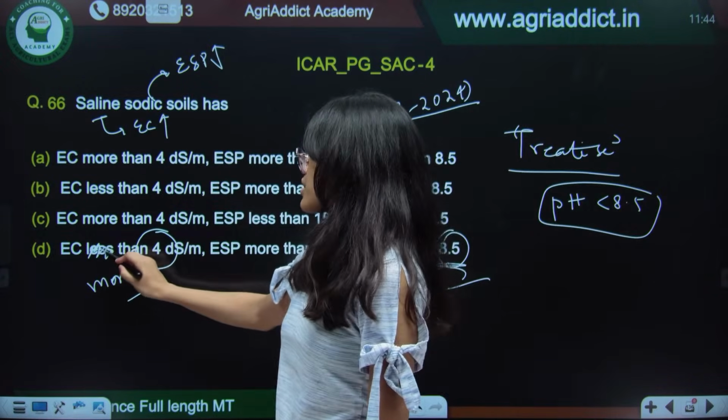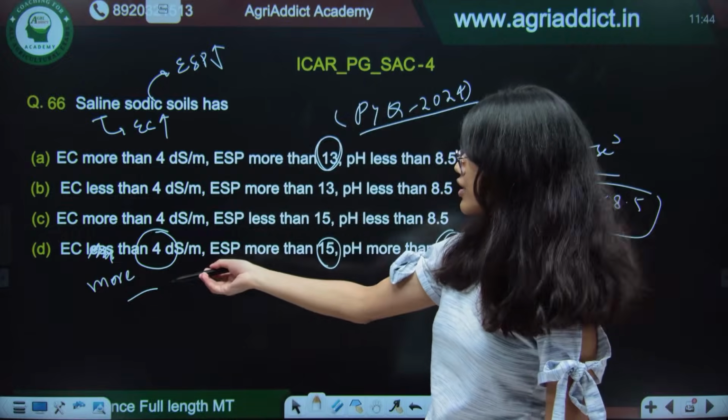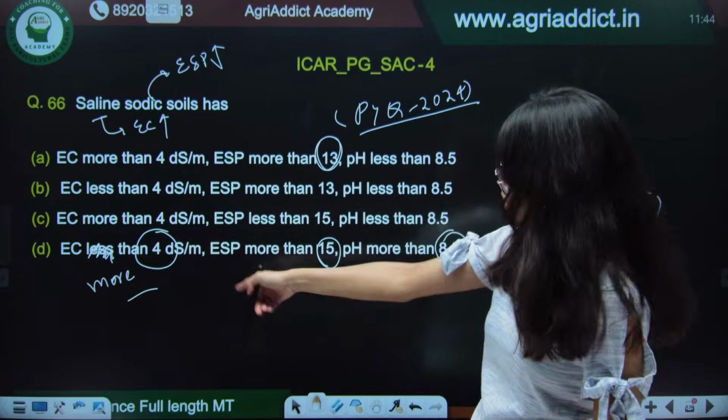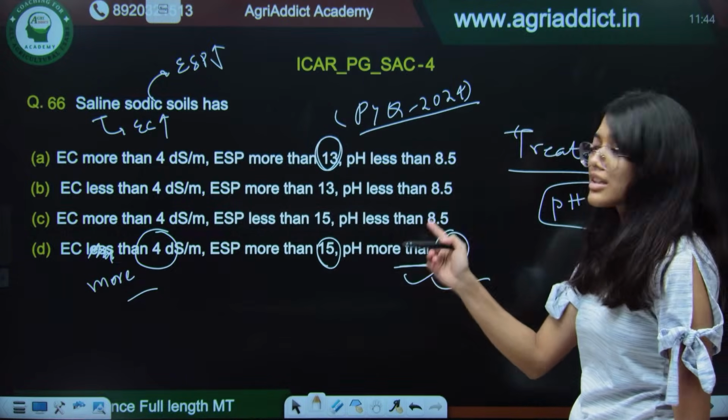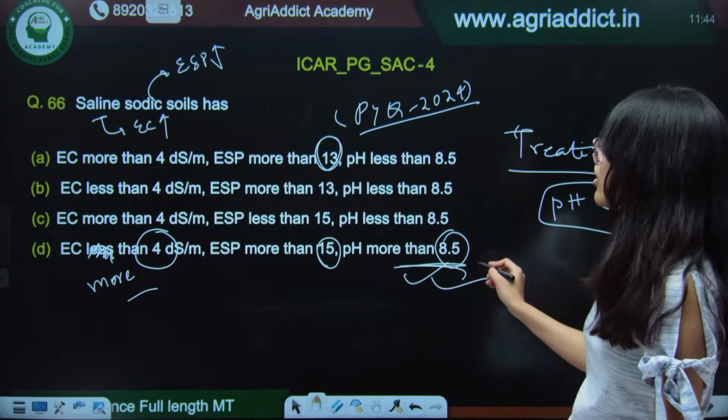So this option number D, I am just converting these options from less to more. So then it will be the correct option. That is, pH is more than 8.5. Okay, please do not forget it.